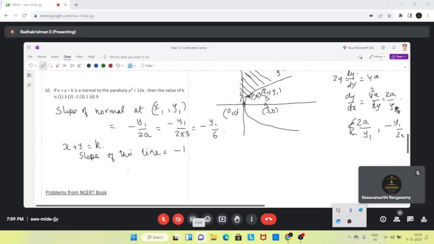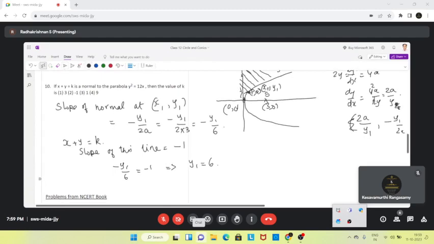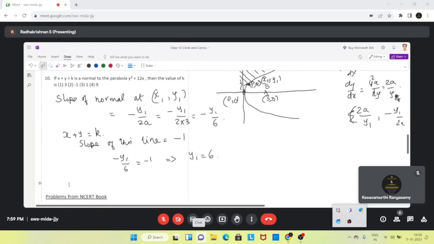X plus y equal to k. So equate minus y1 by 6 equal to minus 1. That means y1 equal to 6. So the equation of the parabola is y square equal to 12x, right? So when y is 6, what will be the value of x?